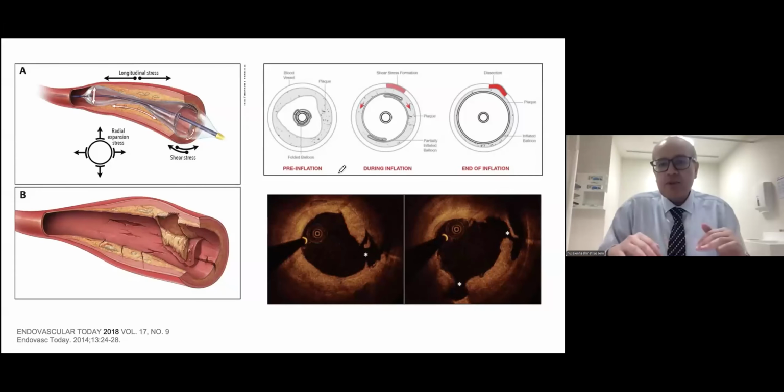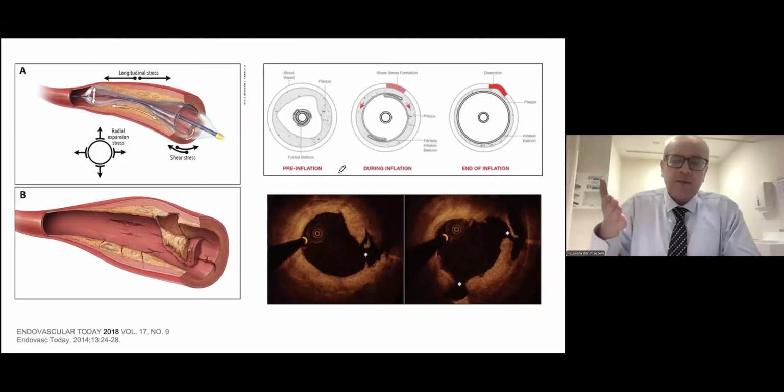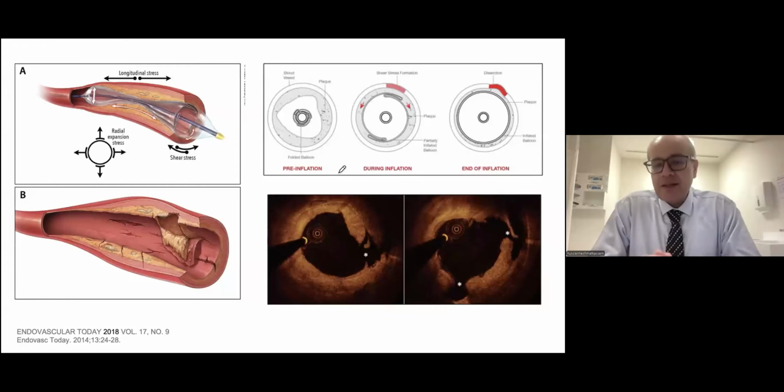So this process of unfolding creates some slashing effect or shear stress on the atheroma. As the balloon unfolds, it will inevitably create dissections. And as we denude the intima and rupture the plaque, we're creating a false track inside the vessel wall. So dissection and plaque rupture is the main mechanism of coronary angioplasty.